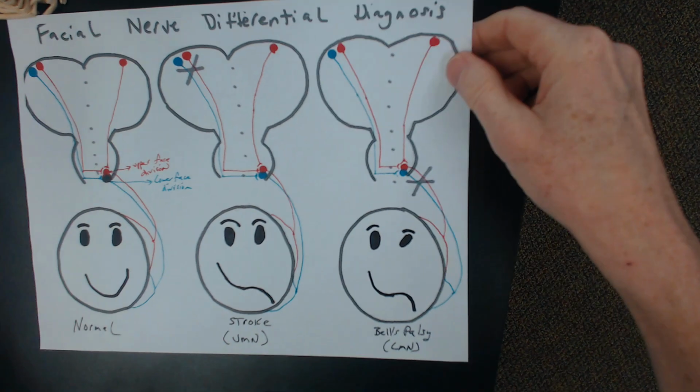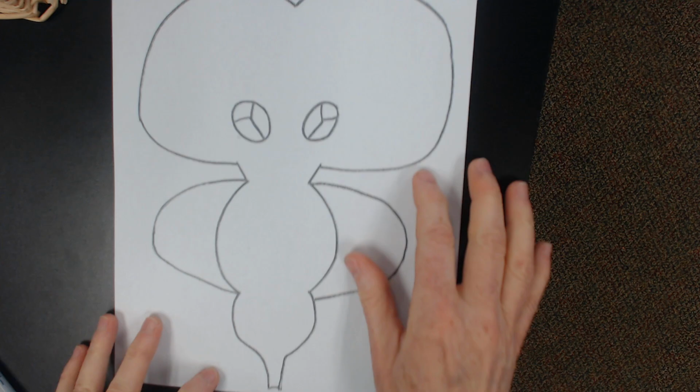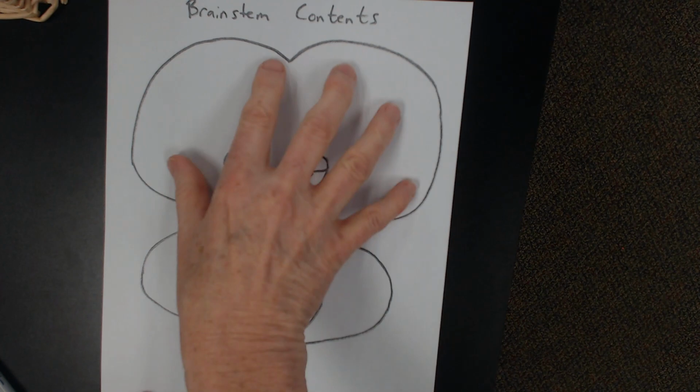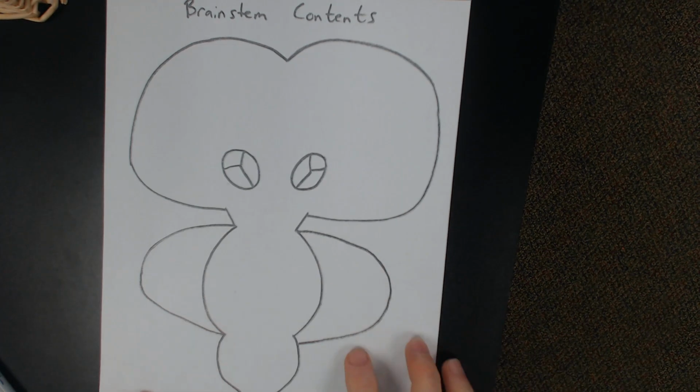So this is the facial nerve differential diagnosis. Now we're up to the brainstem contents. Move over to the next handout that I handed out last Wednesday. It looks like this. Again, it's just a frontal section through the cortical region, the brainstem, and here's the cerebellum in the back.